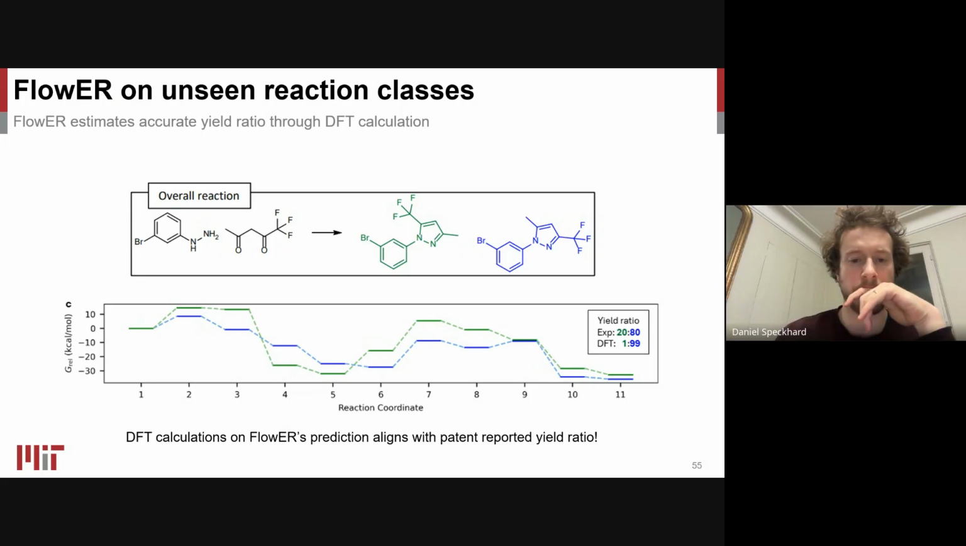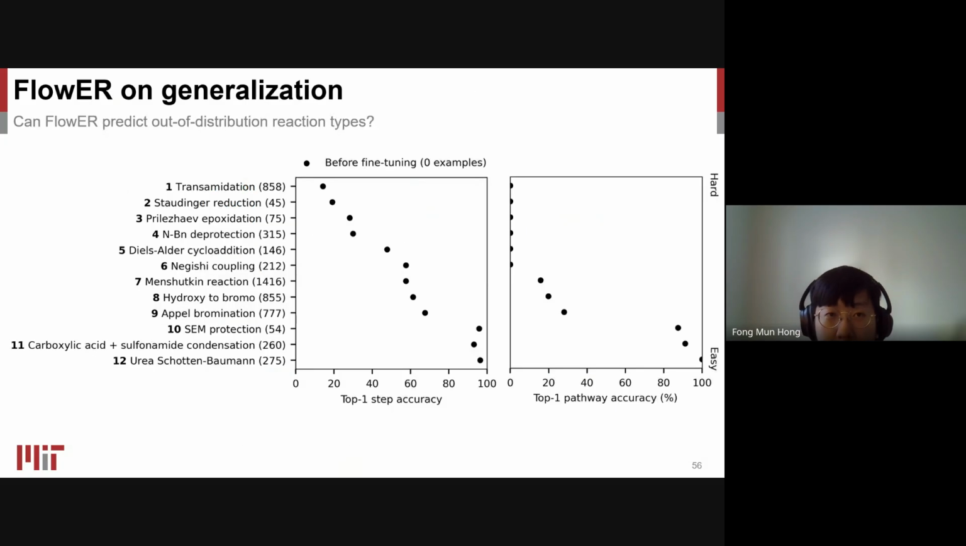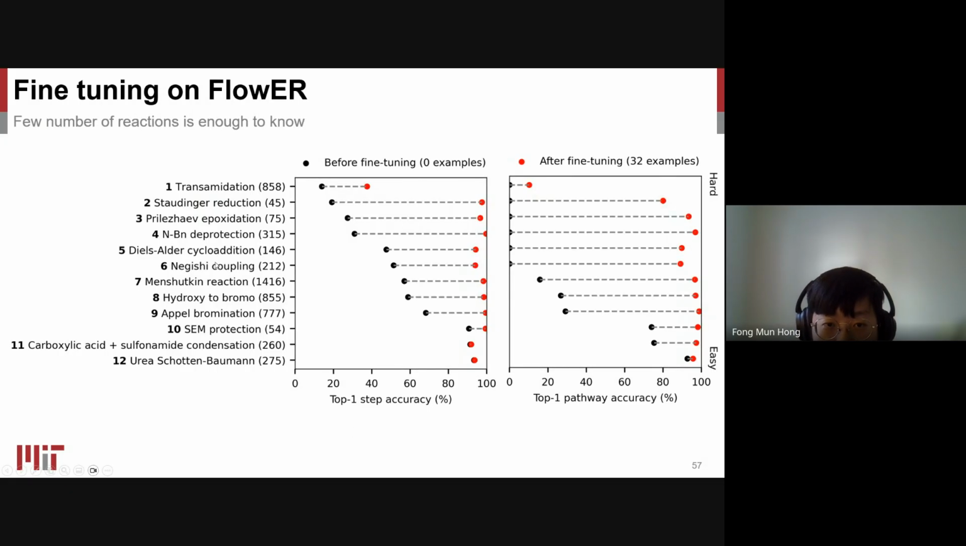Gotcha. Thank you. Okay, moving on. So this is Flower and generalization. Before fine tuning, for a lot of the unseen reaction classes, with some overlap of elementary steps in the training set, the model is able to start predicting and generalizing to these cases. And after fine tuning, we are able to see an even larger bump. Wait, let me see, is this how we should be reading it? Oh yeah, so this is before fine tuning, and this is after fine tuning.